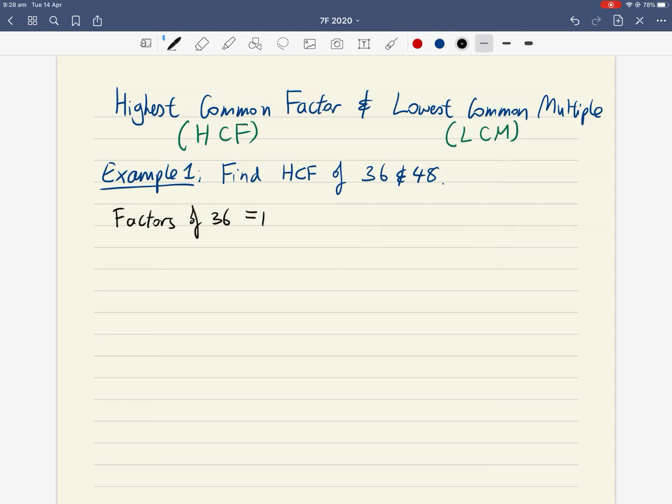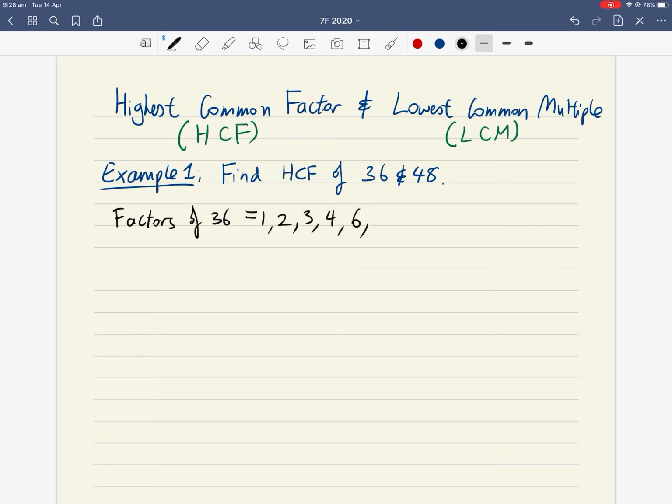So 1 is definitely a factor, because 1 times the number itself is 36. 36 is even, so 2 is definitely a factor. In fact, 2 lots of 18 is 36, so you know 18 is on the list as well. 3 times 12 is 36. Keep going up. 4 nines are 36. 36 does not end in a 5 or 0, so 5 is not a factor. 6 times 6 is 36.